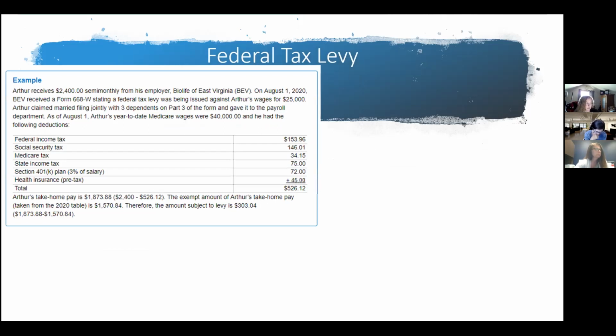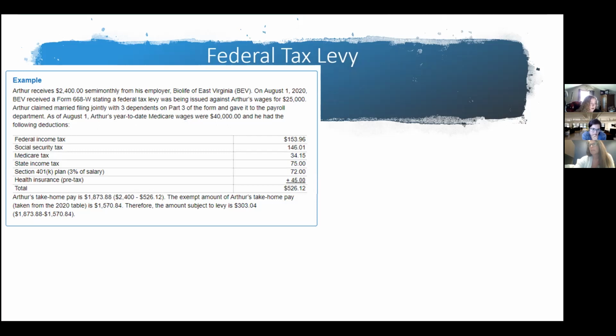So let's look at an example. Arthur receives $2,400 semi-monthly from his employer. On August 1st, a federal tax levy was issued against Arthur's wages for $25,000. Arthur claims married, filing jointly with 3 dependents on part 3 of the form and gave it to the payroll department. As of August 1st, Arthur's year-to-date Medicare wages were $40,000, and he had the following deductions. So these were all in place at the time the federal tax levy was received.